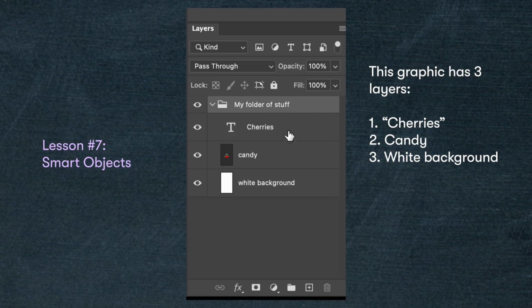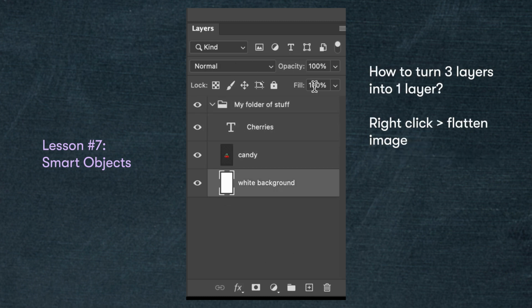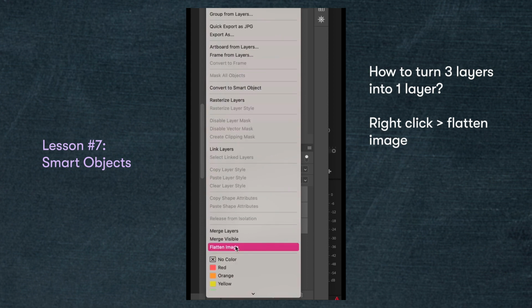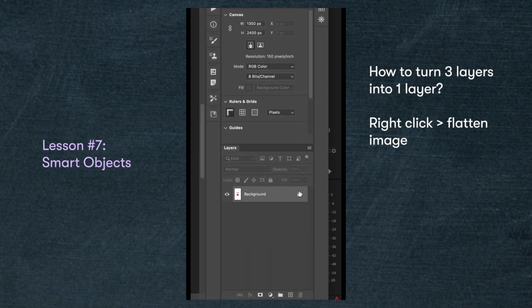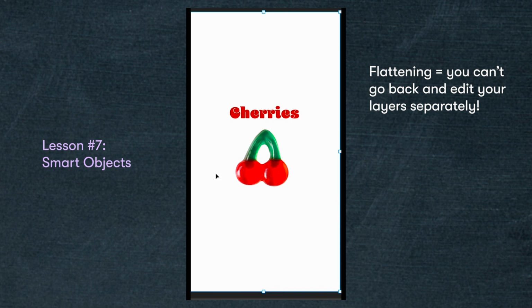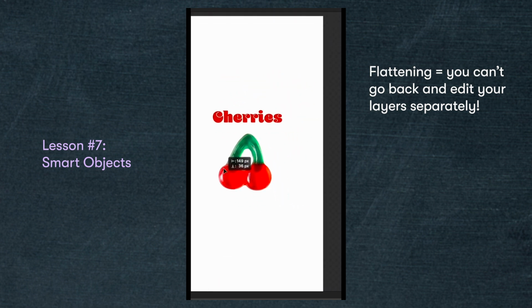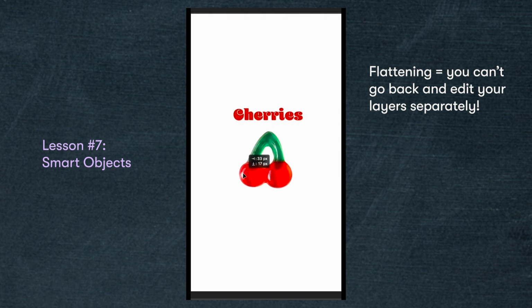What if I wanted to edit it as if it was 1 layer? Well, I could right-click and flatten the image. Well, that was pretty easy. Now I have 1 layer to edit and play around with. But the problem with this is that if I ever wanted to go back and edit each layer separately, I can't do that. I flatten the image, there's no going back.